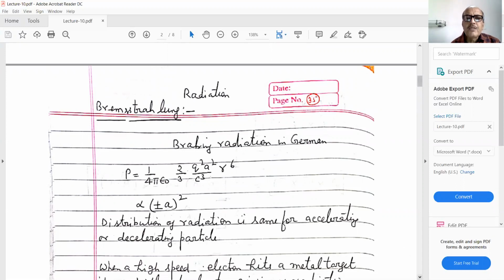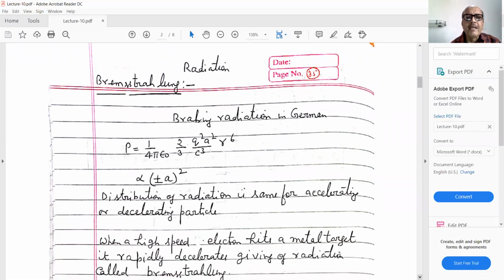When a high-speed electron hits a metal target, it rapidly decelerates, giving off a radiation, and we call this radiation Bremsstrahlung radiation. In your intermediate classes and BSc classes, you must have read about X-ray radiations. There are two types of X-ray radiations we normally talk about. One is continuous X-rays and the other is called characteristic X-rays.